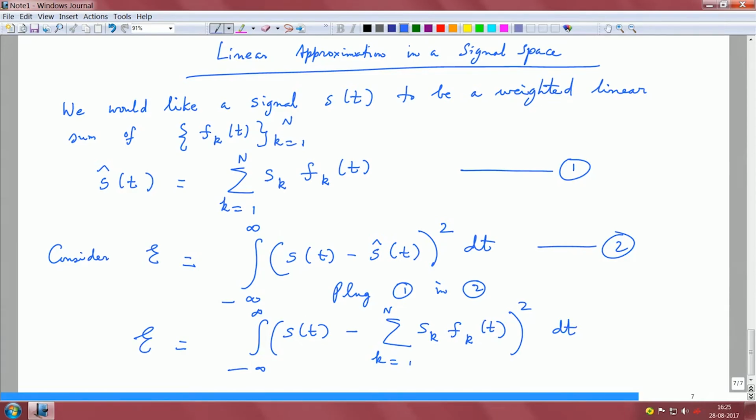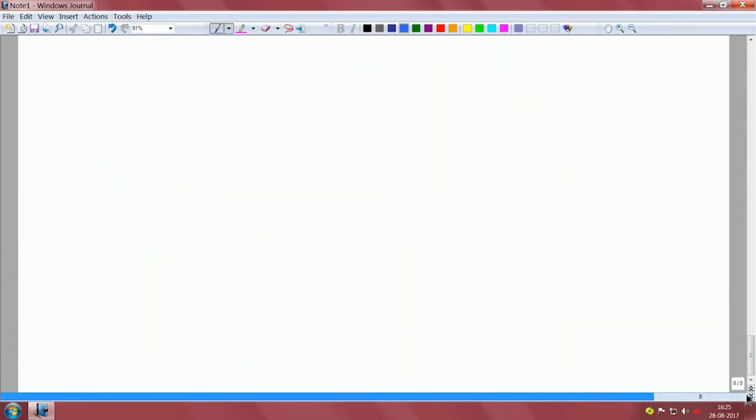Now, this is very straightforward, though it looks like an integral with a summation inside. So, we just have to apply calculus. We take the derivative with respect to some s k, right, and some s k I have to take the derivative. So, what do I get? So, I have 2 times.